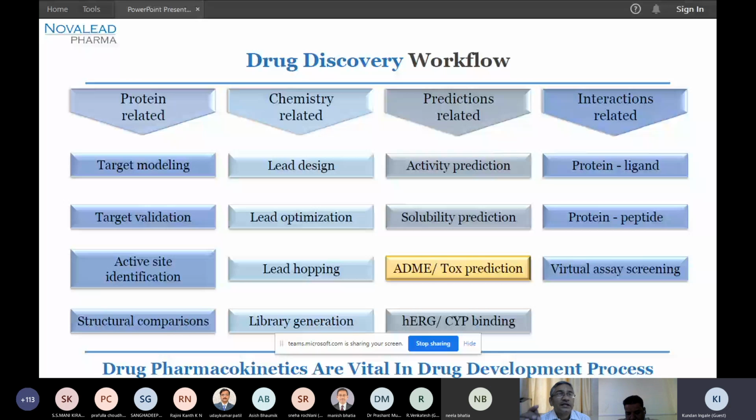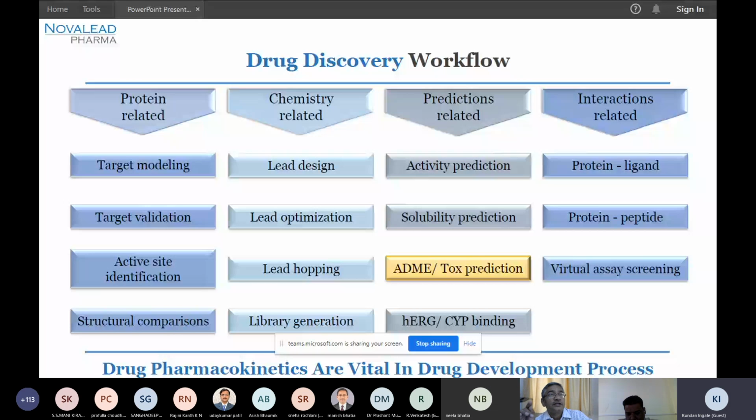I hope a different speaker would be talking on that. Then there would be chemistry related work, which is more related to the drug molecule structure, such as lead designing and lead optimizing. What I'm talking about could also be a repurposed drug, which is the current hot topic, and I'll be talking about it also in subsequent slides.